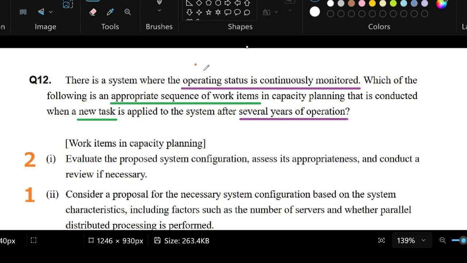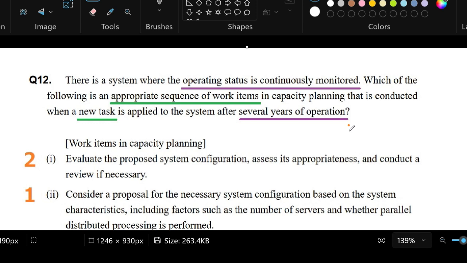Question number 12 of the PhilNITS FE morning portion of the exam. In this question, we are given a system where the operating status is continuously monitored. Which of the following is an appropriate sequence of work items in capacity planning that is conducted when a new task is applied to the system after several years of operation?